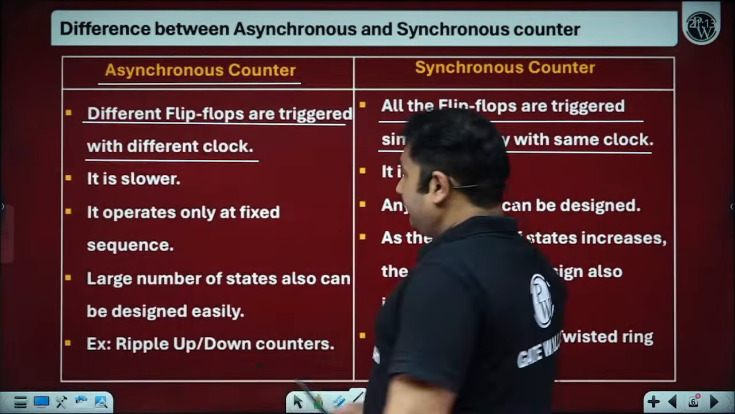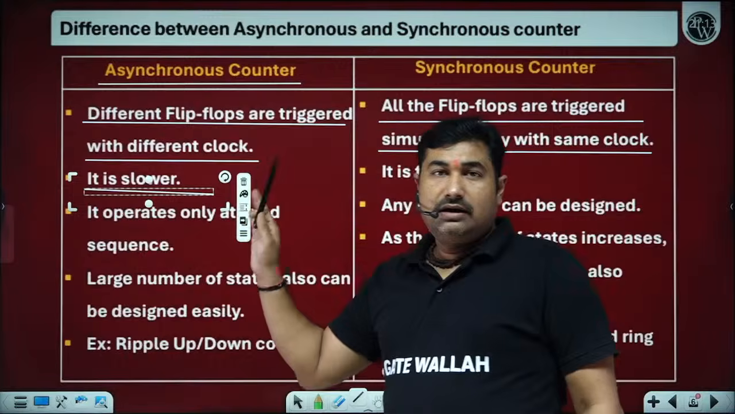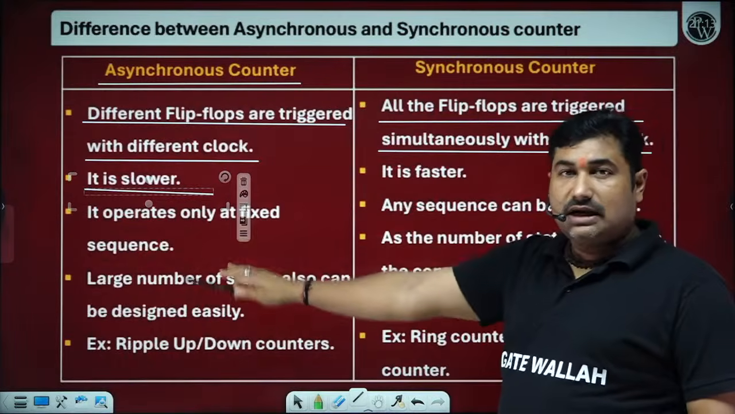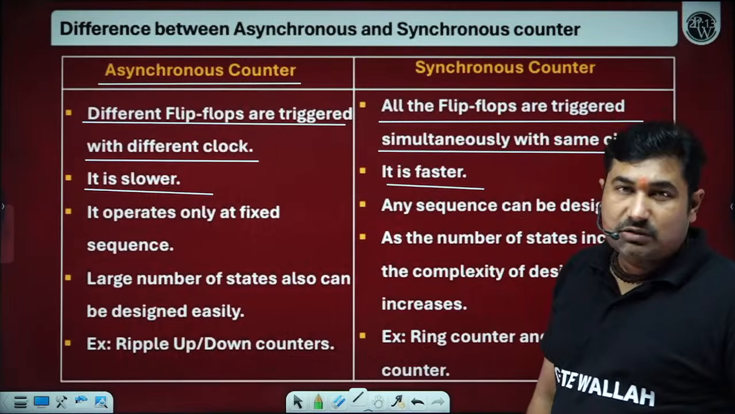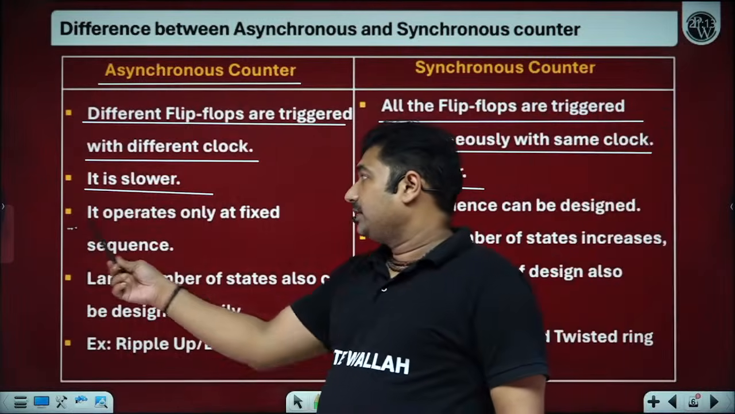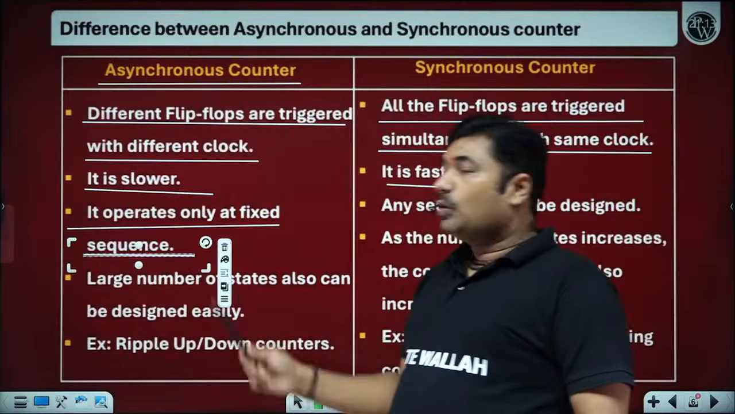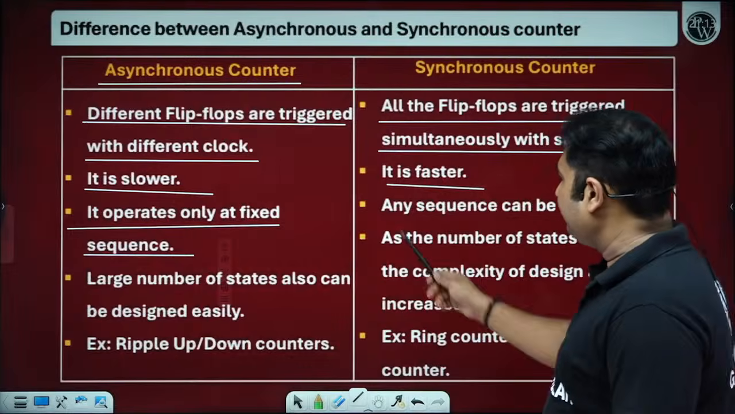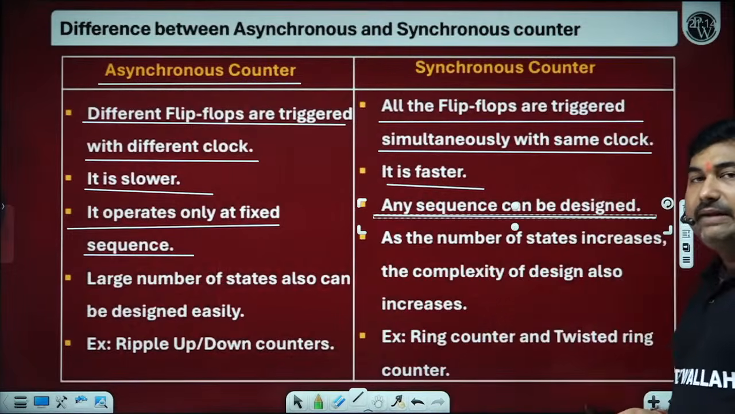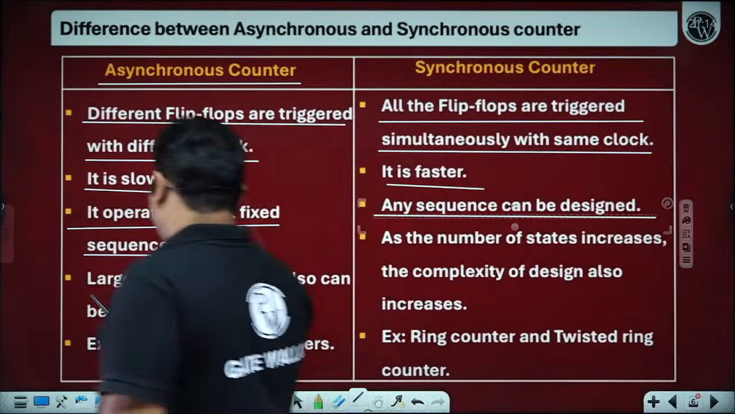Now please observe one more line. We are talking about asynchronous counters. Asynchronous counters are slower because of the propagation delay. However, synchronous counters are faster. Asynchronous counters only operate in a fixed sequence as an up counter or a down counter. However, a synchronous counter can be designed for any count sequence.